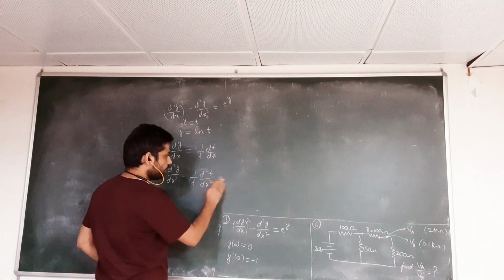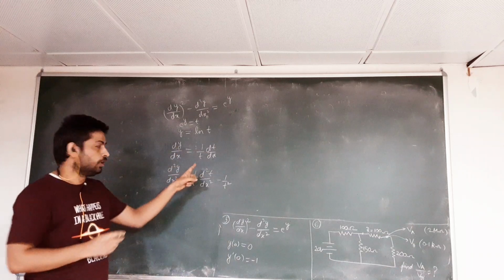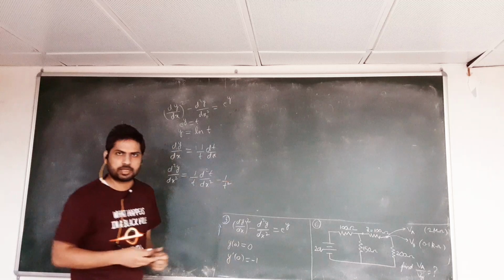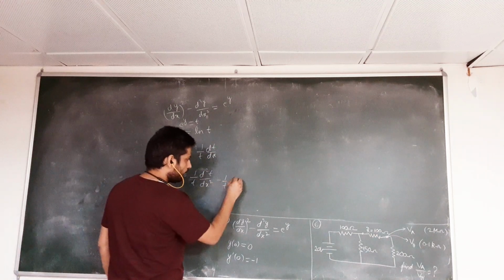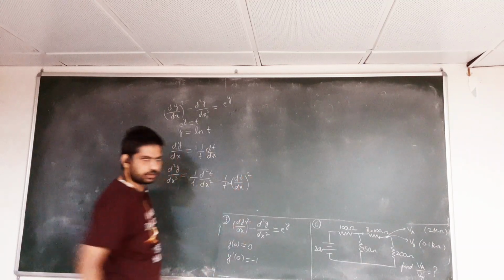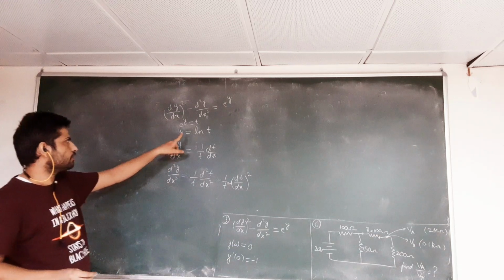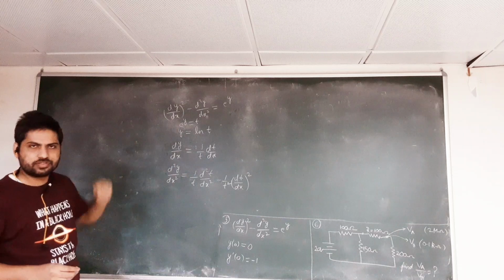The differentiation of 1 by t is minus 1 by t square, but again you have to differentiate this t term with respect to x, so you will have a dt by dx term extra. This dt by dx will combine with that, so you will have a dt by dx whole square. So this is the second derivative, this is the first derivative, and also we have e to the power y as t. These three terms we can put in the original equation.